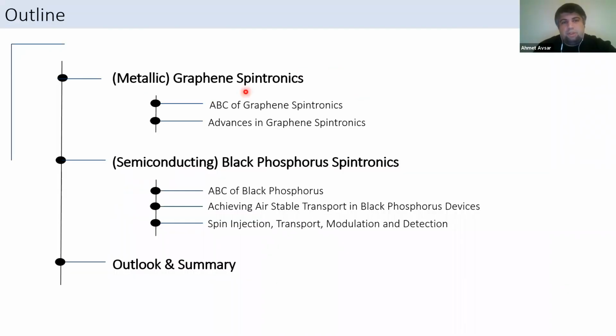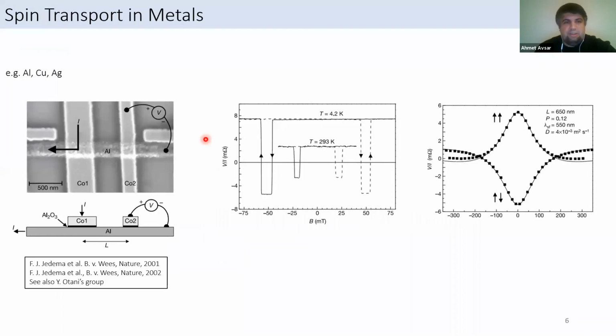So today I will be talking a bit about graphene spintronics. I will give you an introduction to graphene spintronics and some of the recent advances. And then later on, I will move to black phosphorus, semiconducting spintronics. Here I will show you that the material normally degrades in air, but if you take good care of the material, it can be quite air stable, and you can realize very nice spin transport properties in this material. And finally, of course, I will give you some outlook and summary.